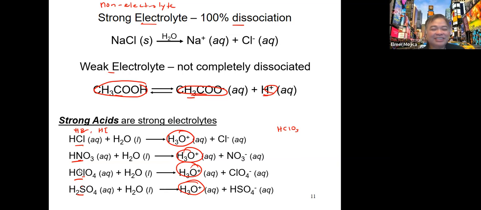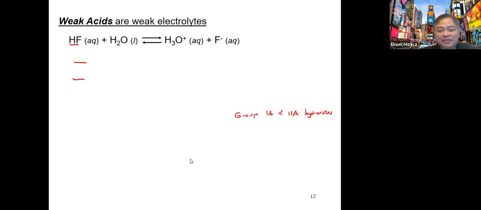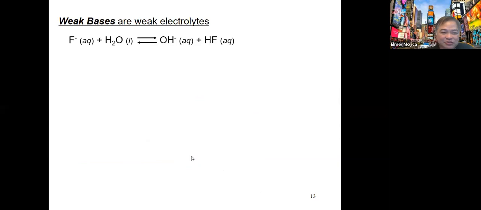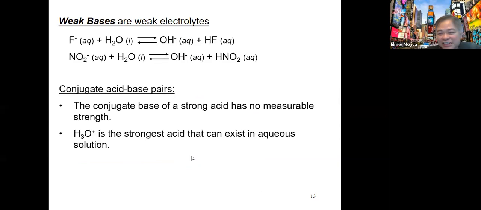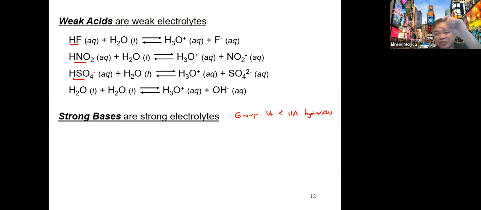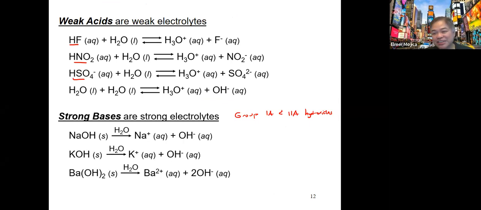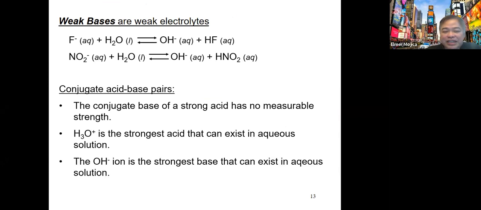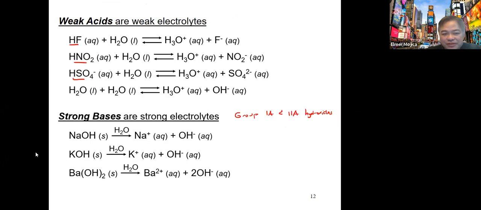Hindi HCl, hindi HNO3, hindi HClO4, yung strongest acid sa solution. Ang strongest acid sa aqueous solution ay yung H3O plus because this one doesn't exist anymore once they become part of the solution. I will show you a drawing later on what it means kung hindi nyo pa magets ngayon. Okay? And the OH minus is also the strongest base that can exist because in the end, wala na mga to. They dissociate 100% to give the hydroxide.